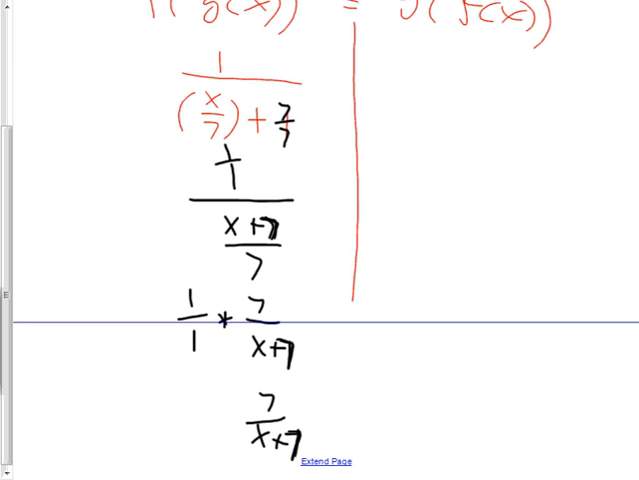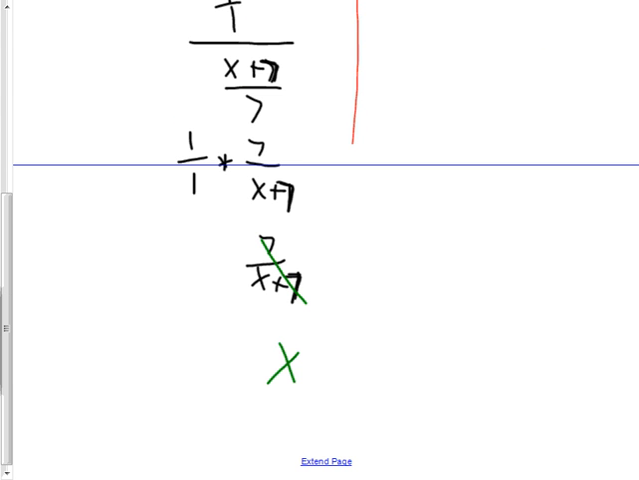Okay, but still, some kids are going to go, well, I think it's supposed to equal x, so I'm going to cancel these and say it equals x. Can you cancel those? No, you can't cancel over addition like that. So this one does not work. These were not inverses.